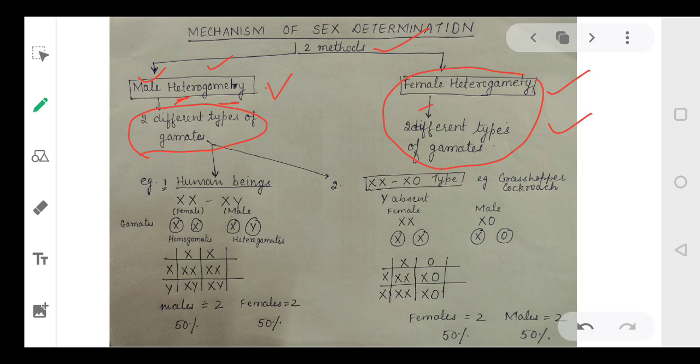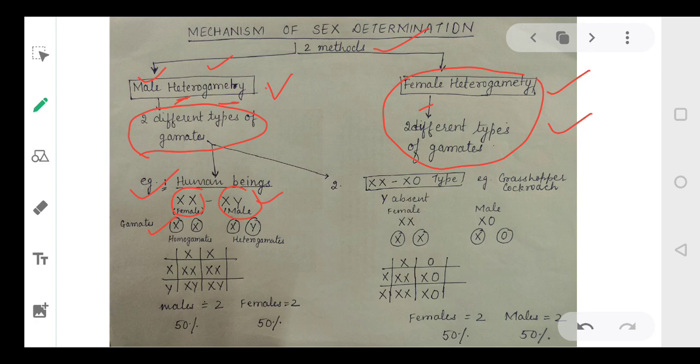Male heterogamety means two types of gametes will be made in males. Now the first example is human beings. In human beings this mechanism is called the XX and XY mechanism. Female has XX while male has XY. So the female will produce the same type of gametes. That is XX. So two gametes will be formed and each one will have the X chromosome.